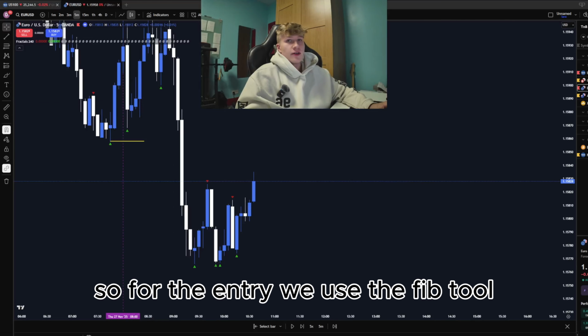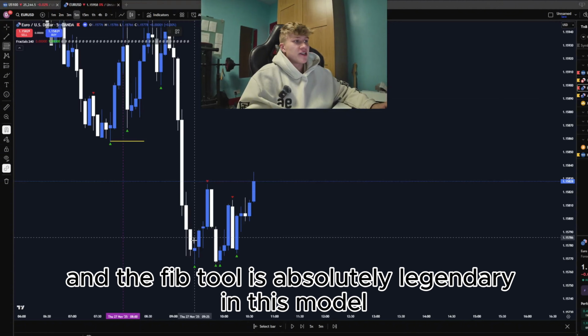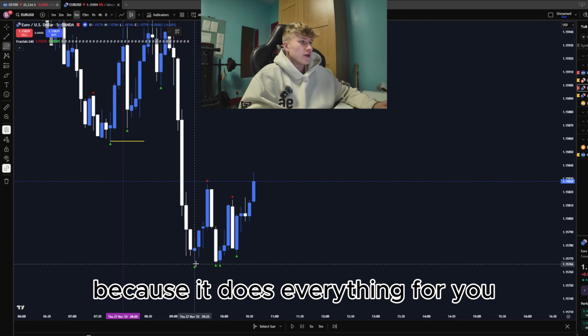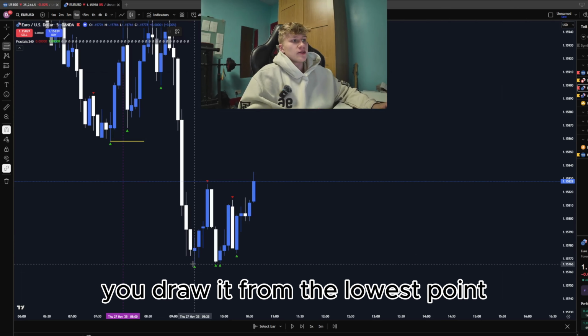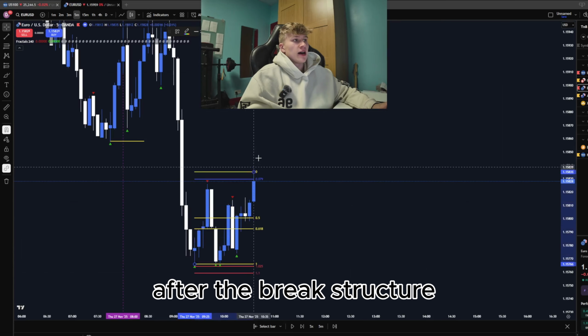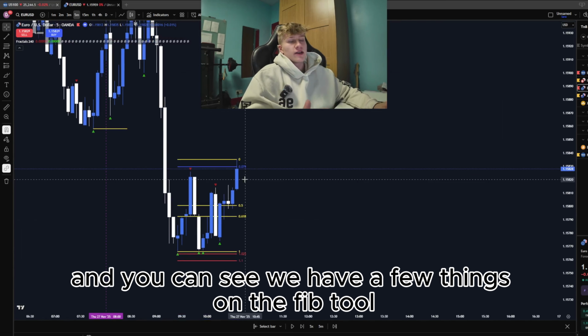So for the entry, we use the fib tool, and the fib tool is absolutely legendary in this model because it does everything for you. It does all the work for you. You draw it from the lowest point all the way up to the highest point after the break of structure. And you can see we have a few things on the fib tool.